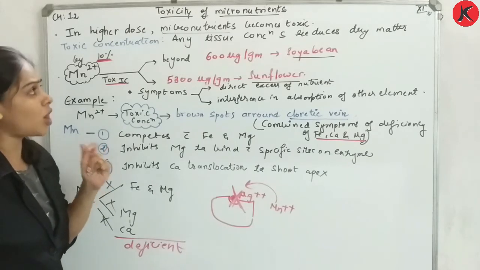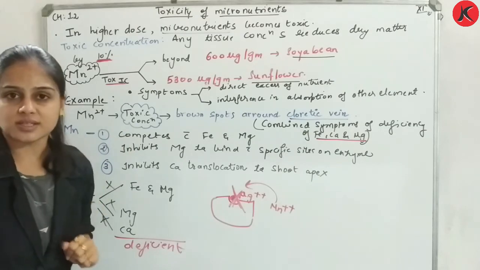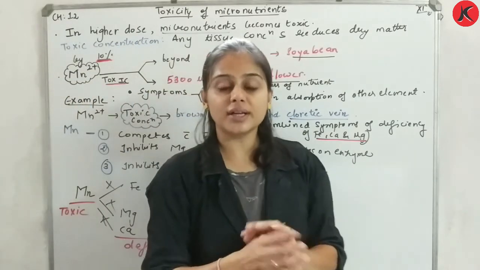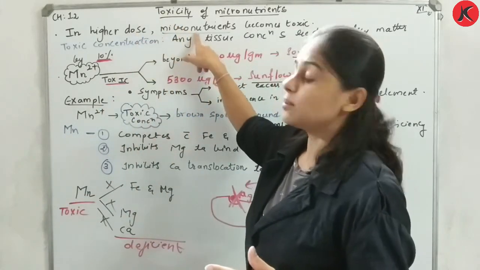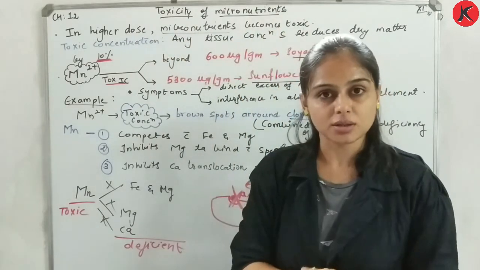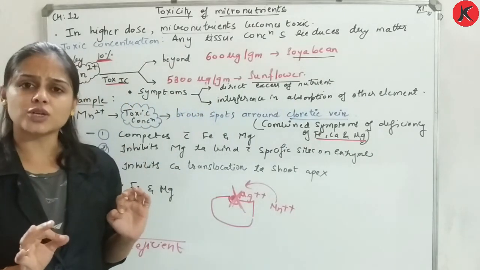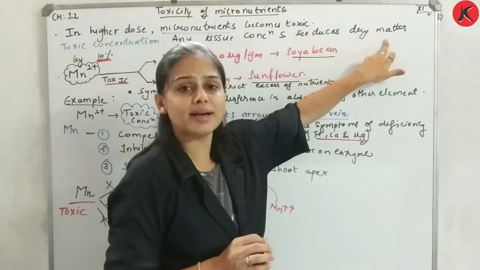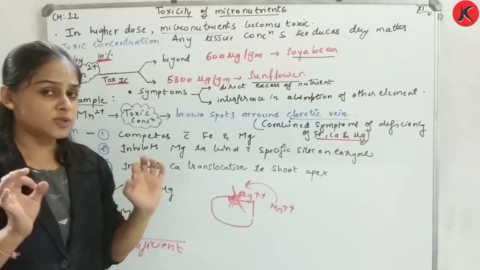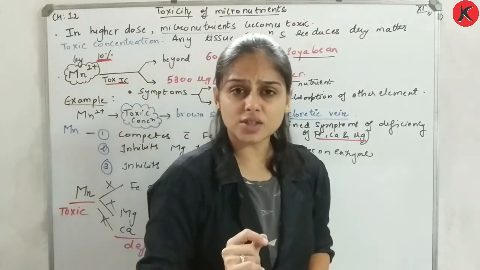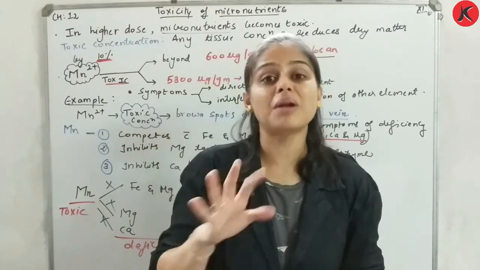A quick recap what we people have understood. We have started with toxicity of micronutrient. Toxicity. If any nutrient is in higher proportion, higher concentration or higher dose यहाँ पे लिखा है, तो that micronutrient is considered as toxic. Yes or no? How can I define it? Any tissue concentration which reduces dry matter of tissue by 10% is toxic concentration. Next point is very important. This toxic concentration is different for different element and it varies from one plant to another plant.